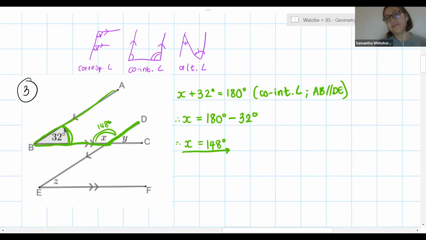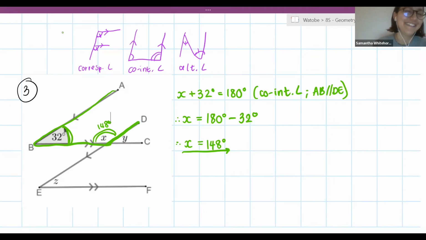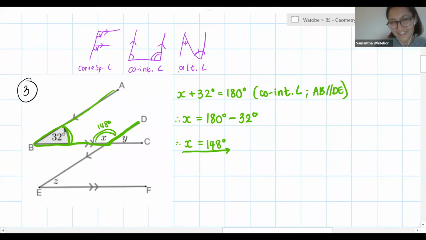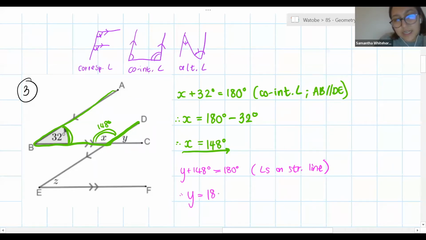Well done, Justin. Ma'am, I also want to answer why. Okay, tell me, is that my final? So for y, I said 148 plus y equals 180 because it's angles on a straight line. Awesome. Well done, Hannah. You nailed this one. So what's y equal to? 180. Remember, you just told me y plus 148 equals 180. So y must be equal to 180 minus 148.